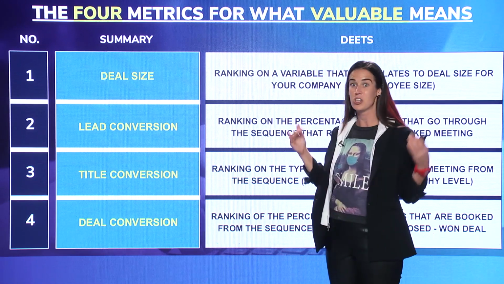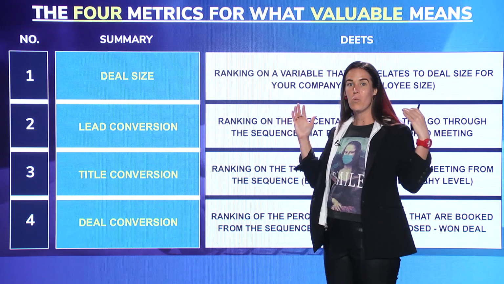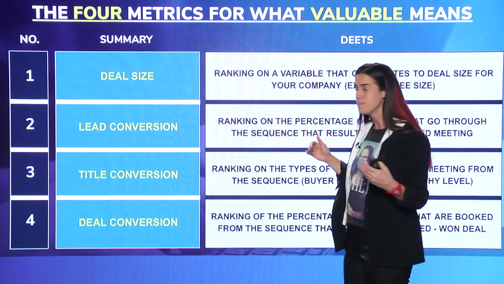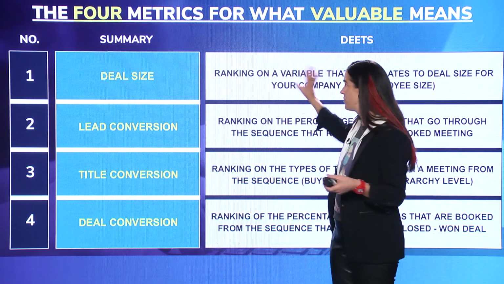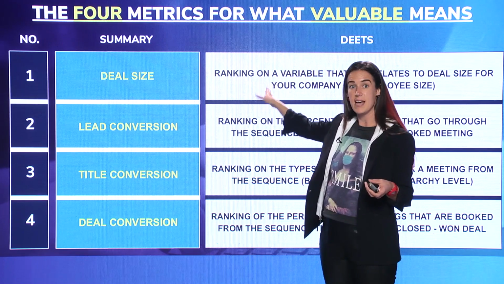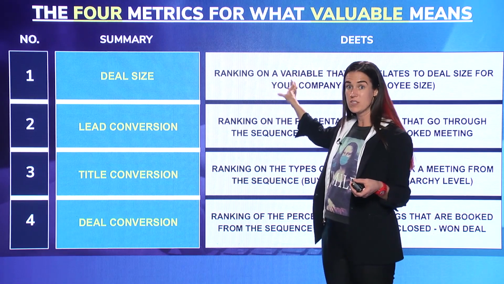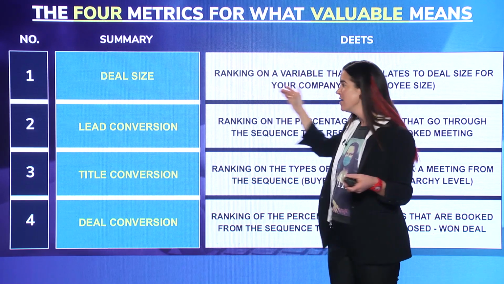So I could understand, in terms of title, hierarchy level, and buyer persona, which sequences are doing me the most favors. And then number 4 is deal conversion. In the first item, we had deal size. So we knew that the deals coming out of this sequence from these booked meetings are very, very big deals for our company.